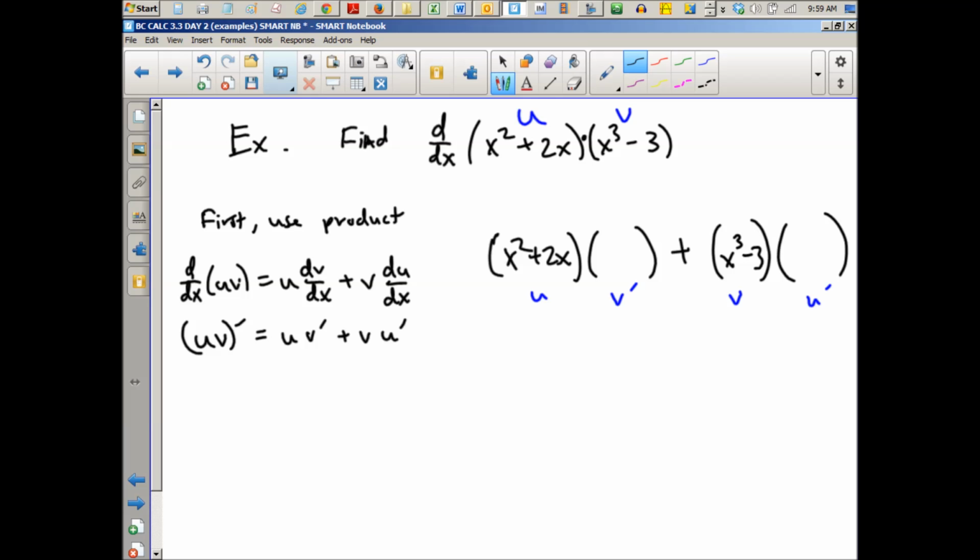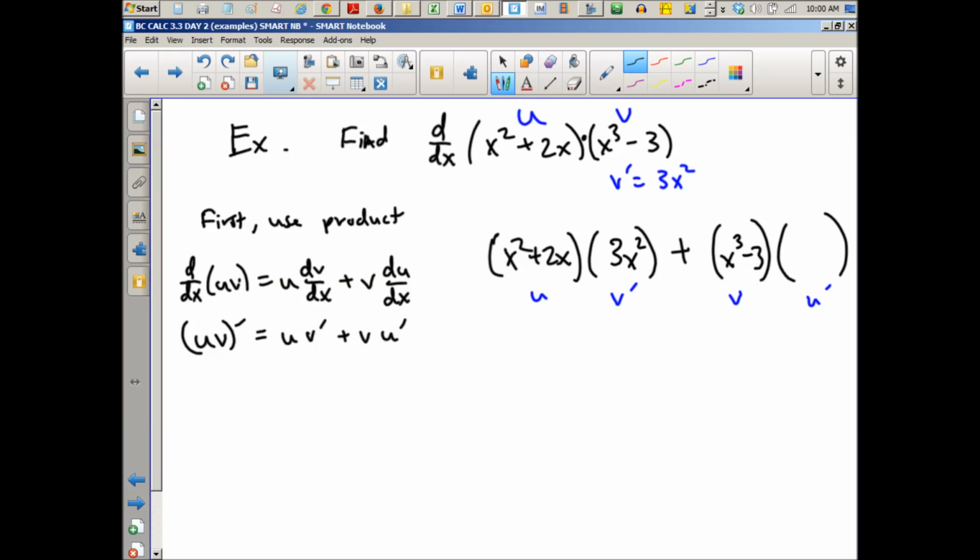Okay, next to our u, we have v prime. So the derivative v prime, or you can call it dv dx, is 3x squared minus 0 because the constant here gives us derivative 0. Okay, so this is just 3x squared for the v prime. So that goes here.